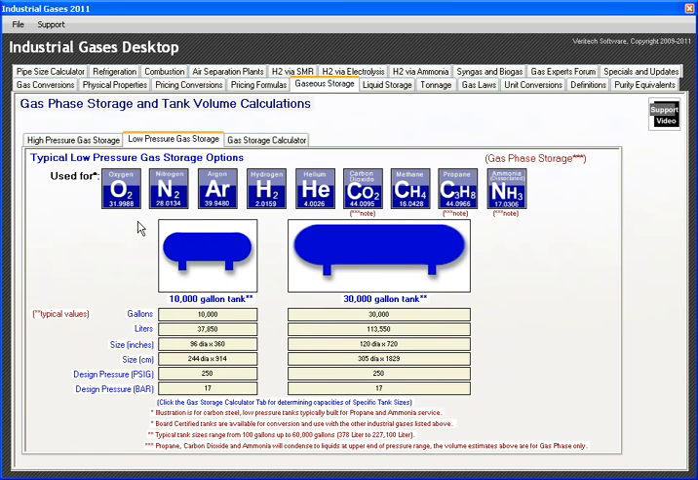For low pressure gas storage options, typically in propane or ammonia type vessels, large carbon steel tanks, there are two sizes shown here: a 10,000 gallon tank and a 30,000 gallon tank, with dimensions and gallons capacity. Typically these things sort of max out around 250 pounds. Some can go a little bit higher. Again, these are typical values just to give you an idea of the capacity, the potential for holding gas.